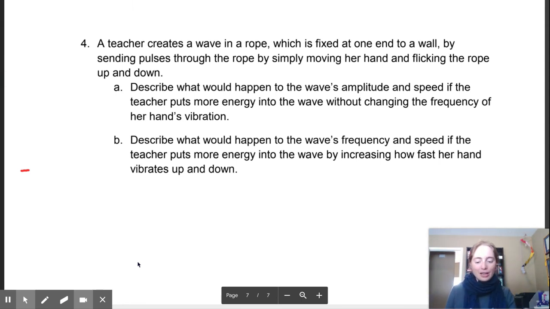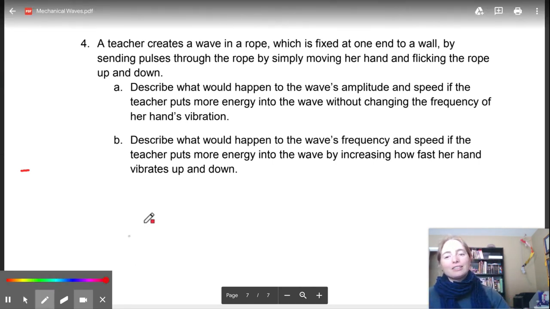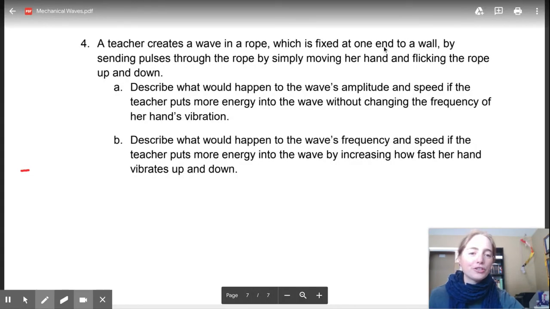So, ladies and gentlemen, we've got one more question left, and this is some theory. All right, so a teacher creates a wave in a rope which is fixed at one end to a wall by sending pulses through the rope by simply moving her hand and flicking the rope up and down. What would happen to the wave's amplitude, so how high the wave is, and speed of the wave if the teacher puts more energy into the wave without changing the frequency of the hand's vibration?